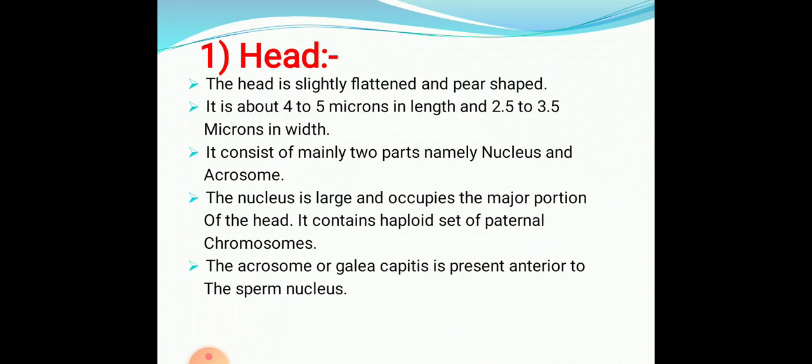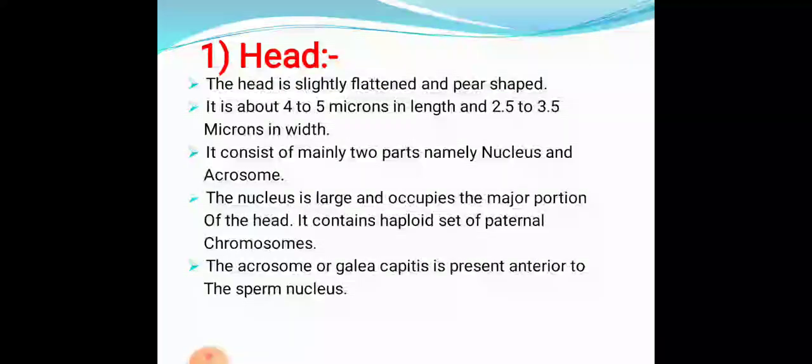So what is the nucleus and what is the acrosome? The nucleus is large and occupies the major portion of the head. Of the two parts, the acrosome and the nucleus, the nucleus occupies the larger portion of the head, and it contains a haploid set of paternal chromosomes. Maternal means the mother's side, paternal means the father's side, that is the male genetic material. The acrosome, or galea capitis, is present anterior to the sperm nucleus, that is, in the anterior portion of the nucleus or head, a cap-like structure. That is called the acrosome.